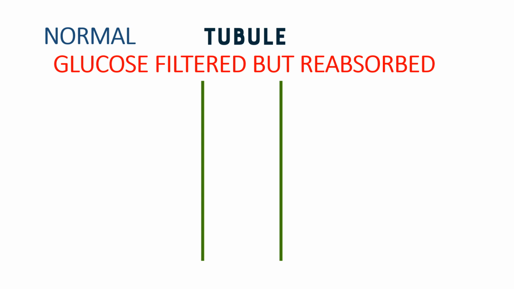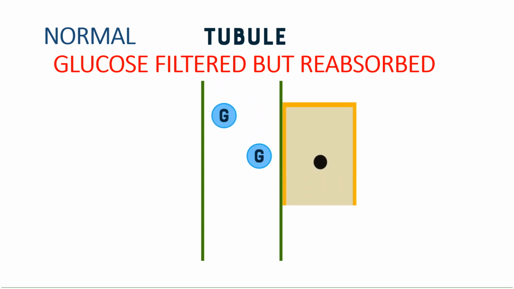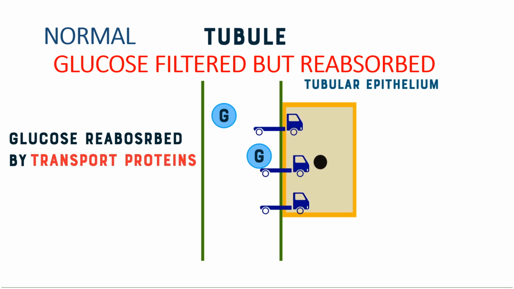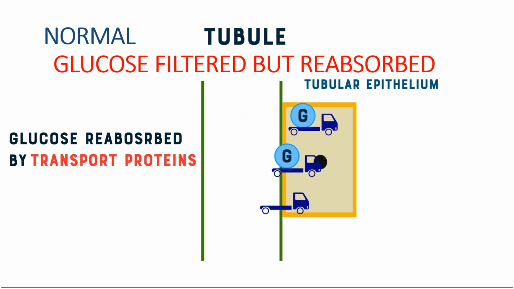Now how is glucose getting reabsorbed? You know that the tubules have an epithelium, which is called the tubular epithelium. At the proximal convoluted tubule, that is where the glucose gets reabsorbed, and it is reabsorbed by transport proteins. These transport proteins are like trucks which are there at the border of the cell and the lumen, and what they do is carry this glucose which has just been filtered and put it back into the epithelium, and from the epithelium they find their way back to the blood.